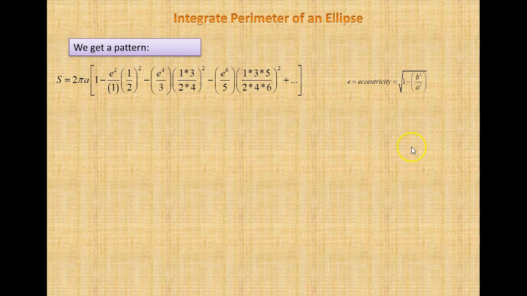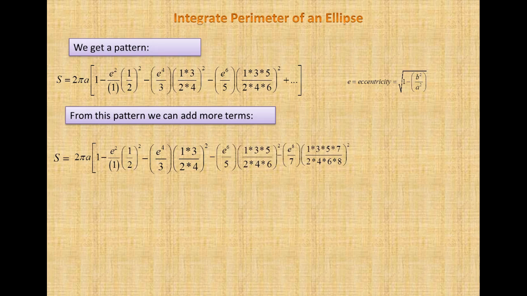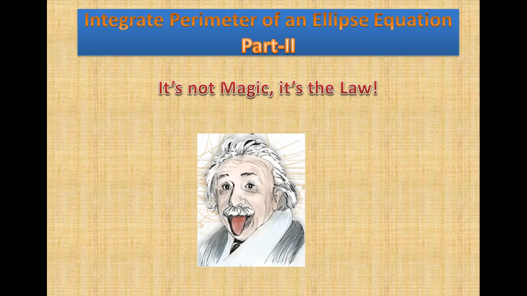Okay, the eccentricity is equal to the square root of 1 minus quantity b squared over a squared. So from this pattern, we can add more terms because we can see what the pattern is now. We got 2 pi a times the first term, 1 minus eccentricity squared divided by 1 times 1 over 2 squared. Eccentricity over 4, eccentricity raised to the power of 4, power of 6, power of 8, power of 10.